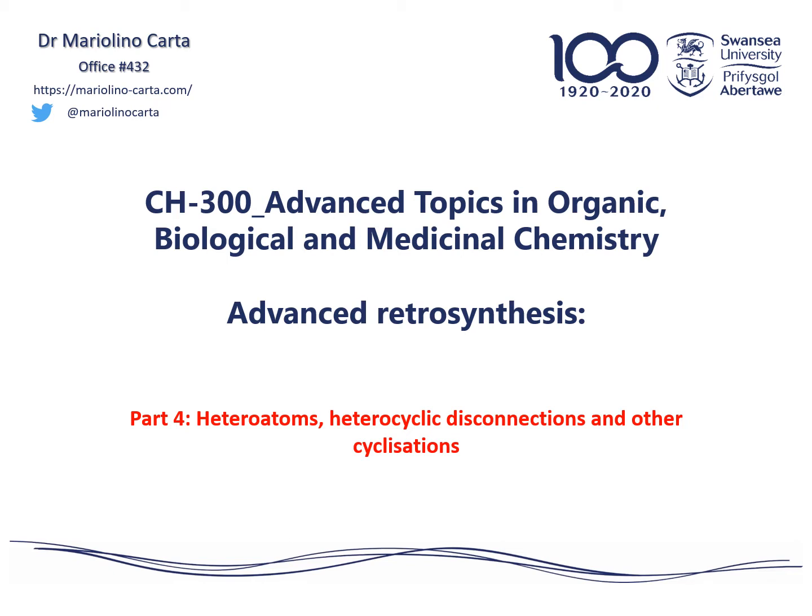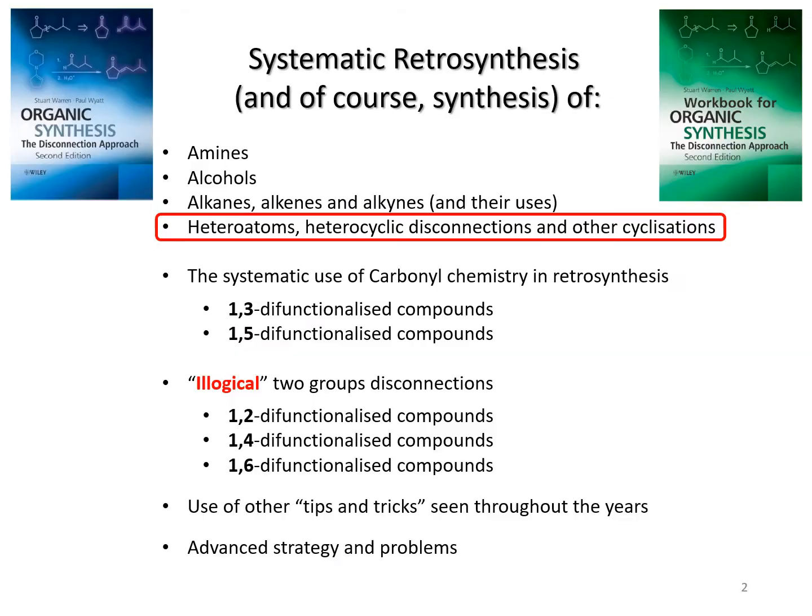This is the fourth video and today we will see heteroatoms, heterocyclic disconnections and other cyclisations. In particular, we will see all the disconnections and syntheses that involve carbon-heteroatom bonds. We will use them for the formation of heterocyclic compounds, and towards the end we will see their uses for other kinds of cyclisations. Let's remember that whatever you see in this video is not completely new to you. The heteroatom disconnection is something that you have seen largely before.